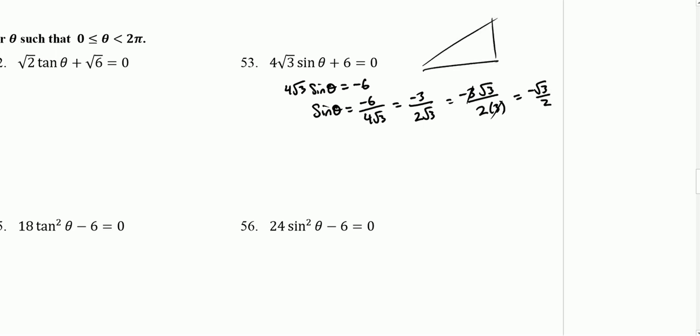Think about your 30, 60, 90 right triangle with the side lengths given. And we want the sine, which is opposite. So we want root 3 to be the opposite. That's the opposite of 60. So we're working with 60 degrees in. Now sine's negative root 3 over 2. So y is negative in quadrants 3 and 4. And so 60 degrees in quadrants 3 and 4.